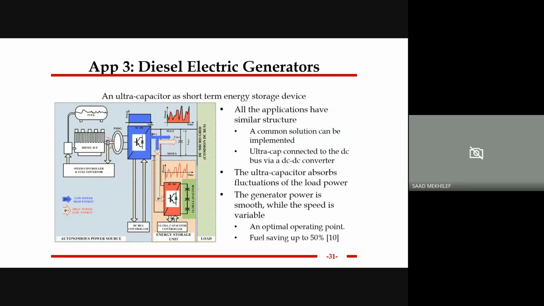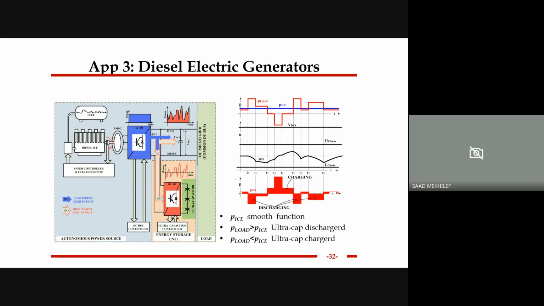You can see here, when we incorporate storage, that actually helps, because the generator will provide a constant output, and the storage will supply the fluctuating power from the load side. So this is what happens: the capacitors will charge and discharge, and then we will have a constant supply.